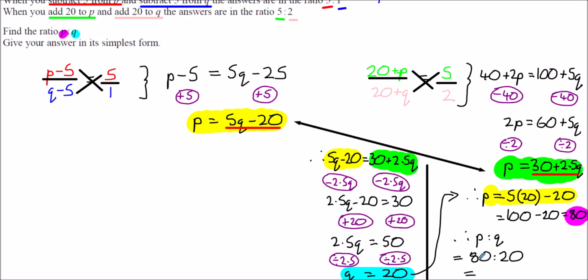Both of these numbers can be divided by 20, which gives us 4 to 1. And that is the final answer. So quite long-winded, but we've got there. That's question 17 done. The ratio of P to Q in its simplest form is 4 to 1.